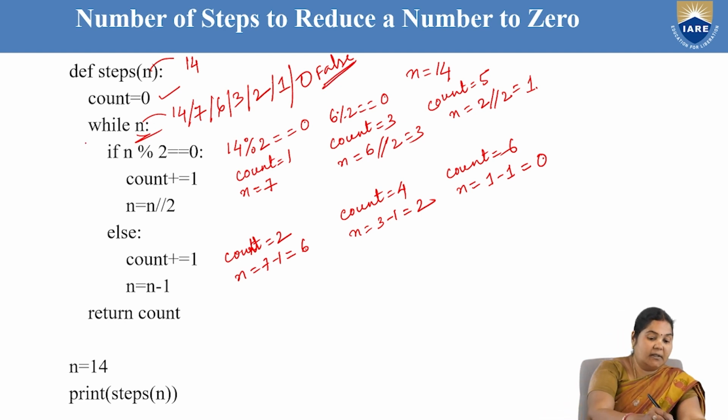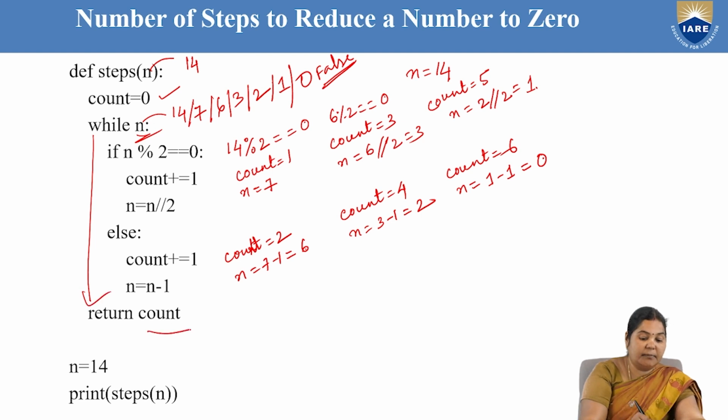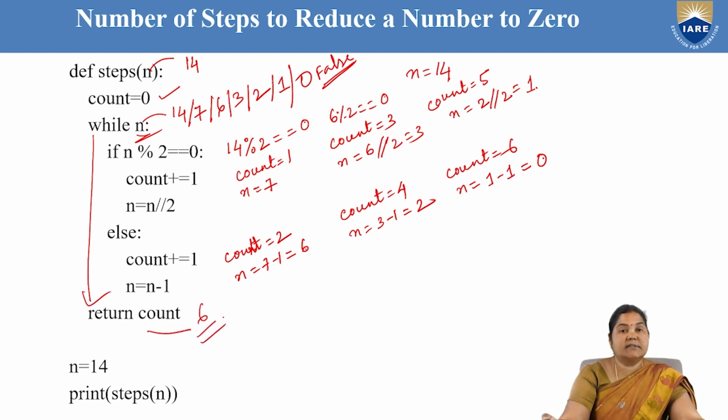Okay. And finally, once the loop is over, I have to return my count, and the counter value is 6. This is the way we have to solve this question, and after 6 steps, the number is reduced to 0.